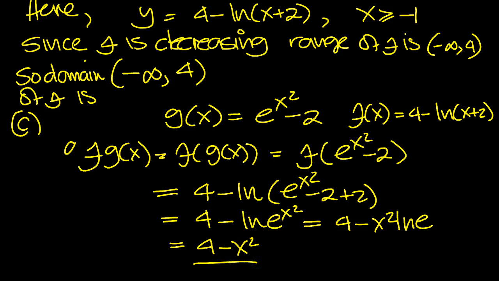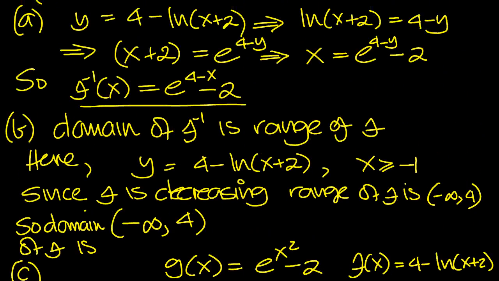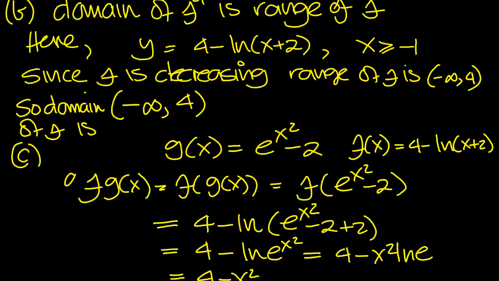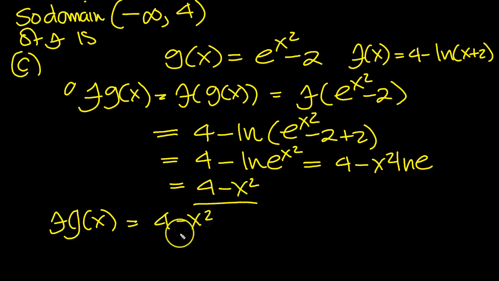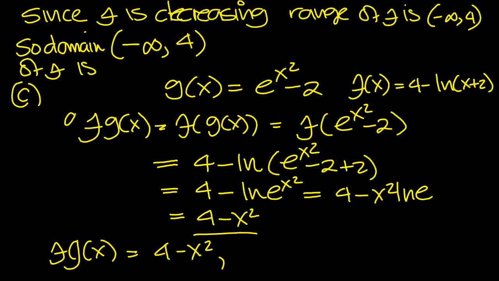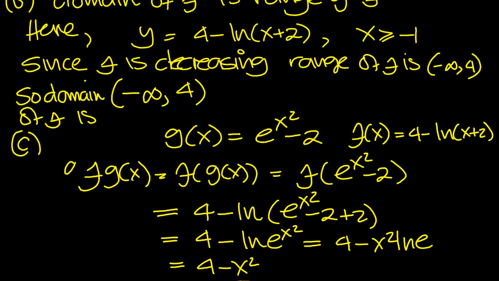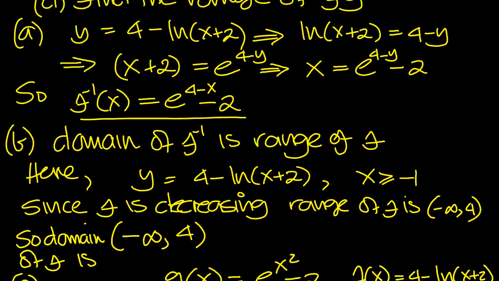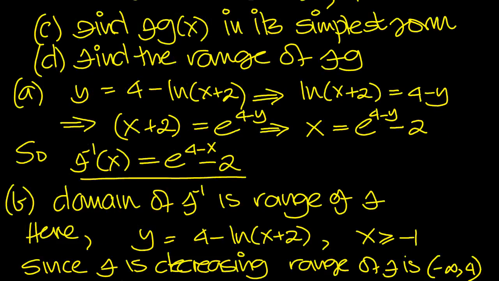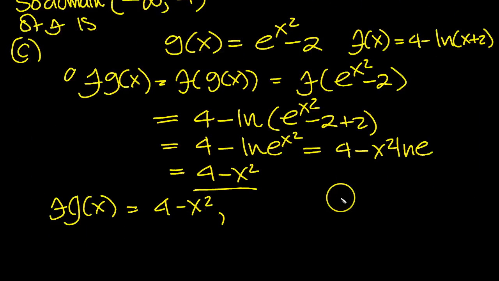Okay, that's part C. Now part D asks for the range, I think. So find the range of f composite g. So f of g of x is equal to 4 minus x squared. Now the domain of g is the domain of this function. So the domain of g is x belonging to R, I believe, for g. Where is it? It's up here somewhere. Here it is here. x belongs to R. This is the domain of g.